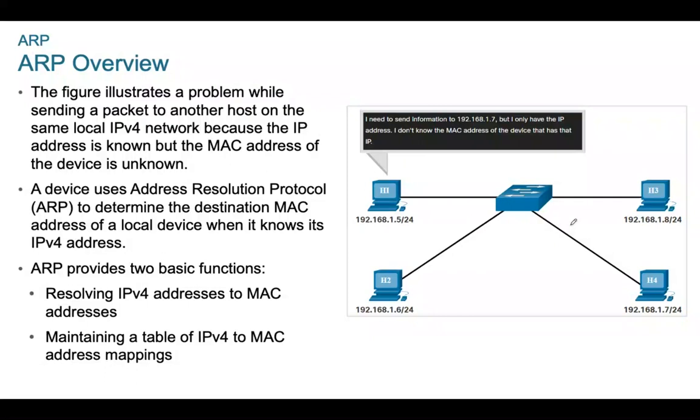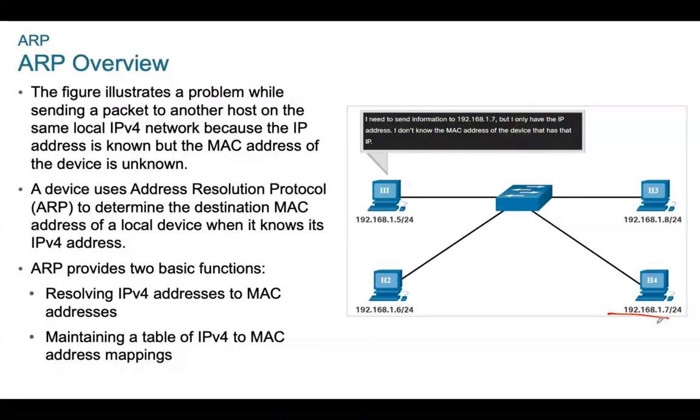So suppose I need to send information to a device on the network which has the IP address 192.168.1.7, in the same network. In that case, I only have the IP address, but I don't know the MAC address of that device. So how do we solve that? Based on this IP address, how do we solve this? That is the basic work of your Address Resolution Protocol.